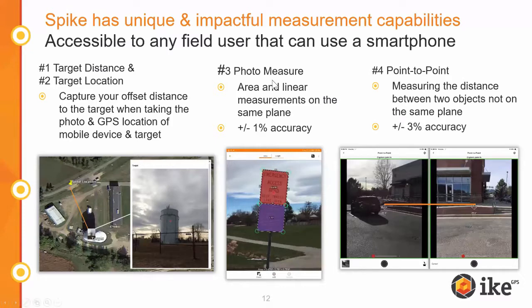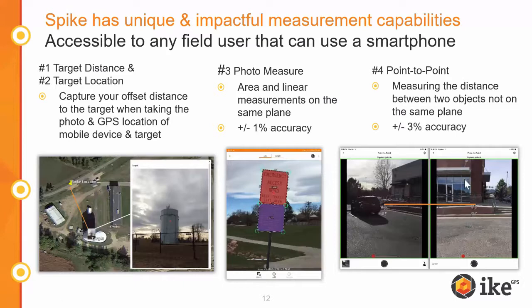So then we get into our measurements. So there's photo measure, so that's measuring on a 2D plane. So think about measuring on a wall, or for example, on the surface of a sign, or on the ground. We can do area and linear measurements. And then we have point-to-point measurement. So that's measuring between two objects or 2 points in 3D space.